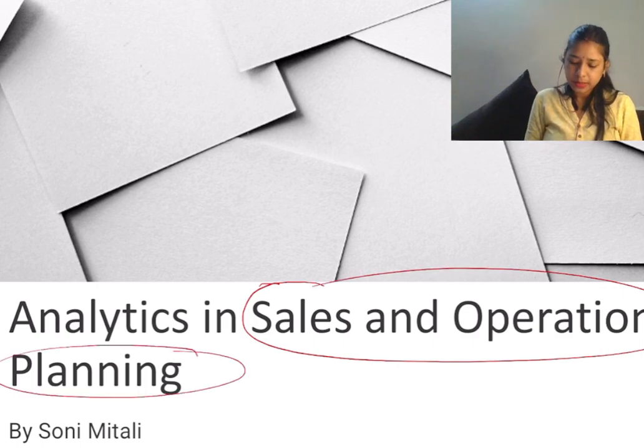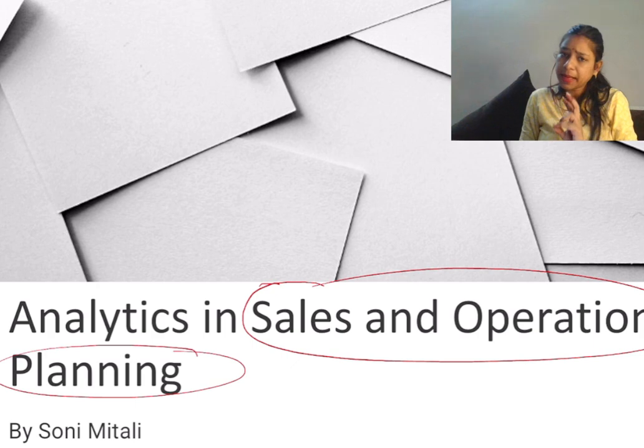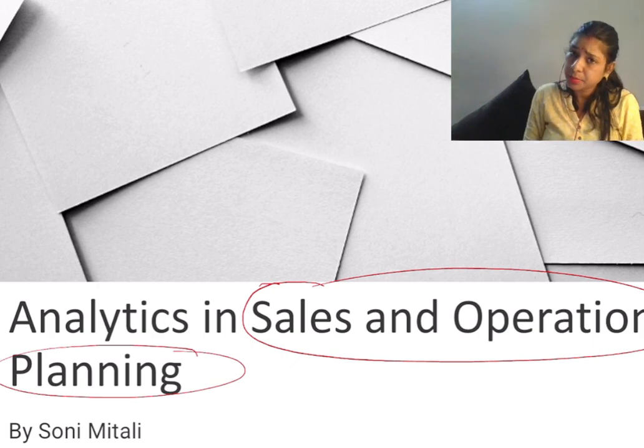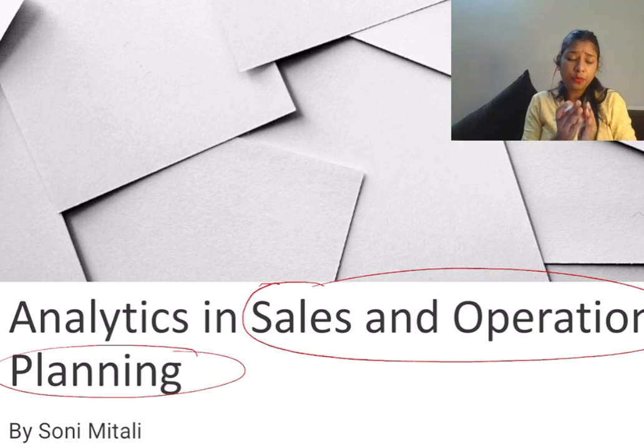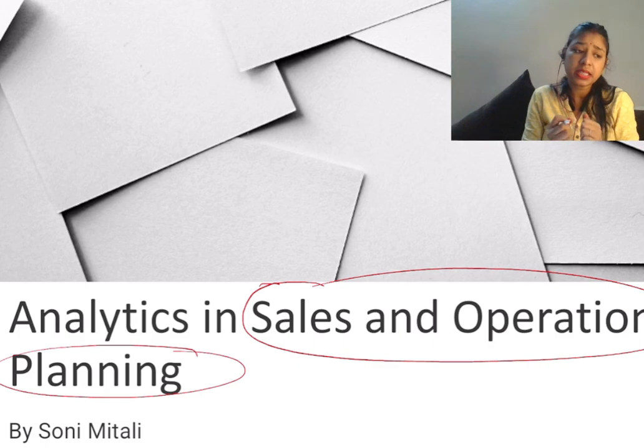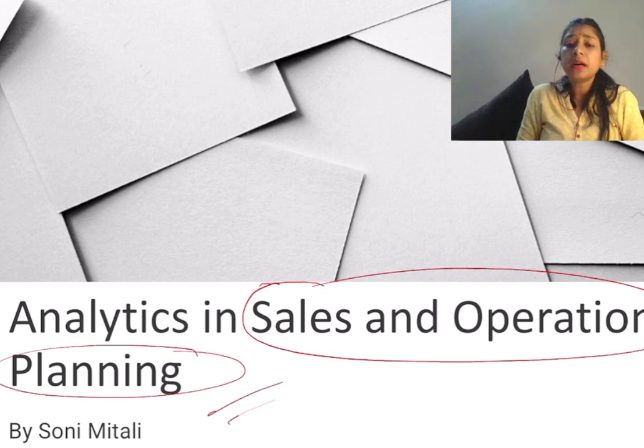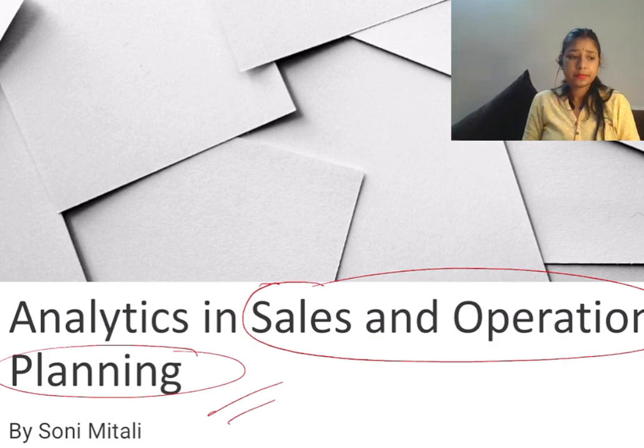Let us quickly discuss. Sales and operation planning is basically related to alignment or integration of all the departments, like demand planning, supply chain operations and supply chain management, and the financial management as well. Integration and alignment of all these departments to create a better cohesive strategy across the whole organization is what is meant by sales and operation planning.